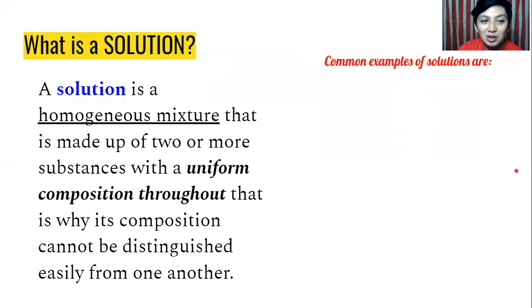So what is a solution? A solution is a homogeneous mixture that is made up of two or more substances with a uniform composition throughout. That is why its composition cannot be distinguished easily from one to another. So these are the common examples of solutions.